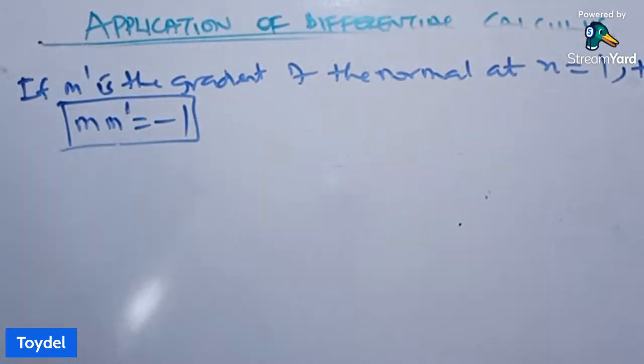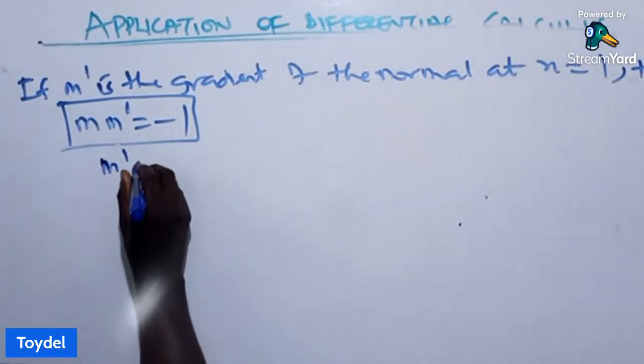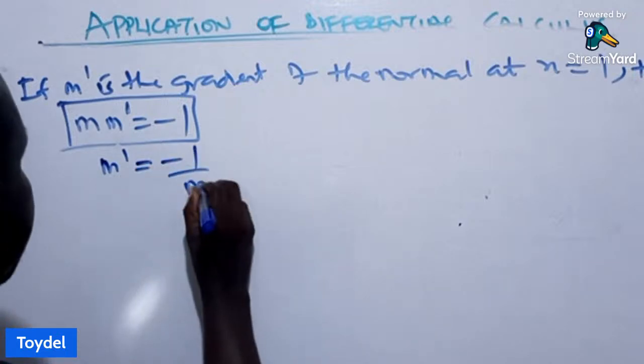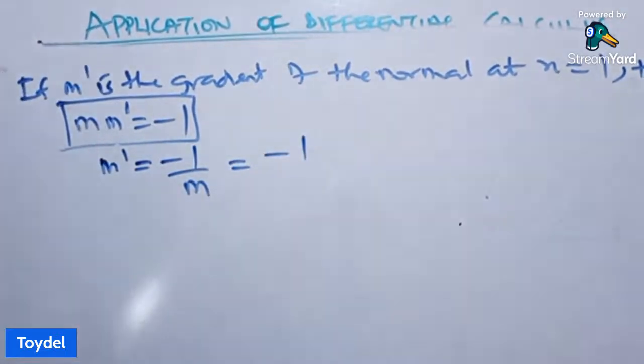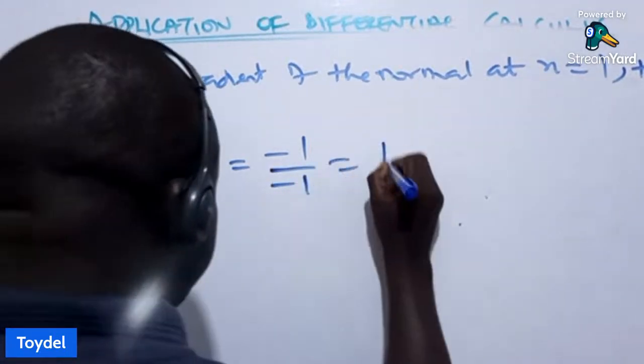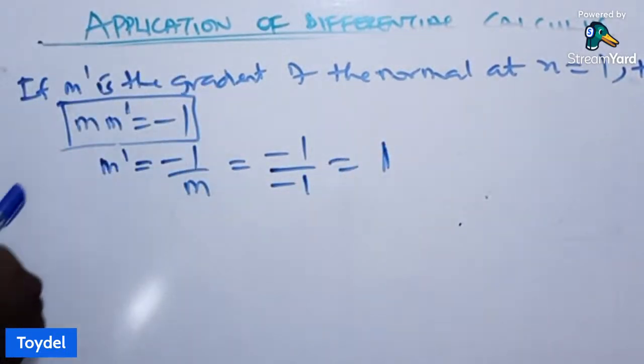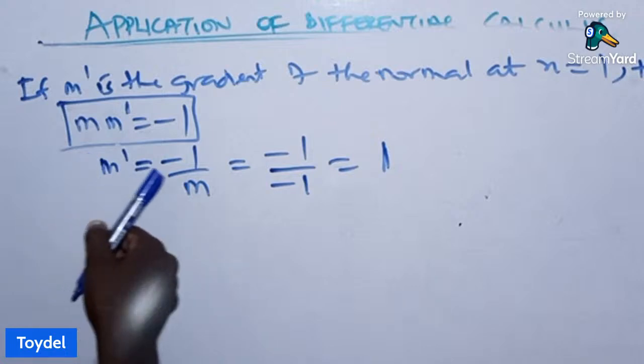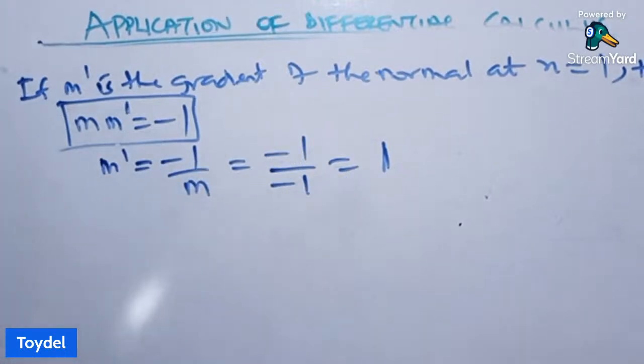So this is what we are going to get. Then we can make m prime the subject of formula. It will be minus 1 all over m. What is the value of m? We've gotten the value of m to be minus 1. That will be minus 1 divided by minus 1, and it's going to give us 1. So the gradient of the normal to the curve will be 1. That is what we are going to get.